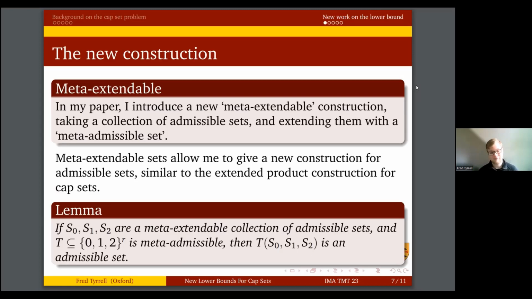So the first thing I did was I came up with a new construction. I called this a meta extendable construction, which is a little joke. Basically, I took the previous extendable construction of Edel and came up with a new construction that is philosophically quite close to his, but rather than producing big cap sets, it produces big admissible sets, which, if you remember, are the ingredients that go into making big cap sets. So I took this upper level, and I proved this lemma, which basically says if I take a meta extendable collection of meta admissible sets, I get a bigger admissible set. This allows me to get better ingredients for the recipe than Edel had. So that's the first thing that I did.